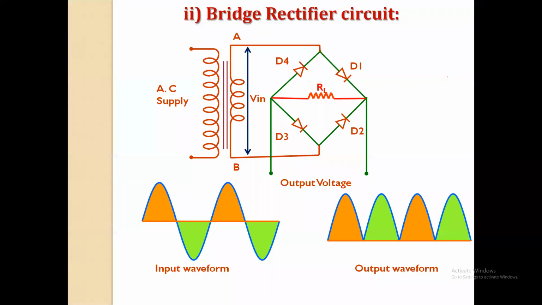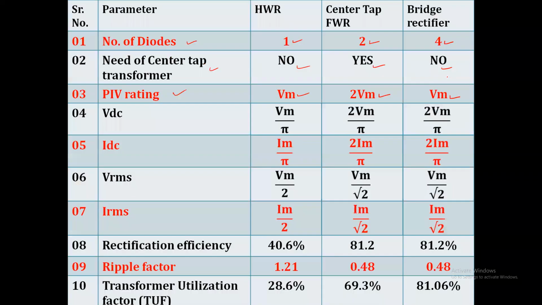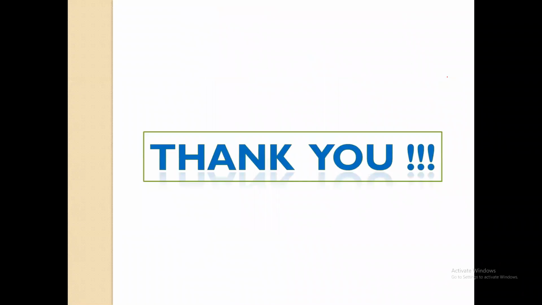And now one more point I want to add here. Which point can I add? I don't have the space here, but I can add it here. Output frequency, for the half wave rectifier circuit, center tap full wave rectifier circuit, and bridge rectifier circuit.